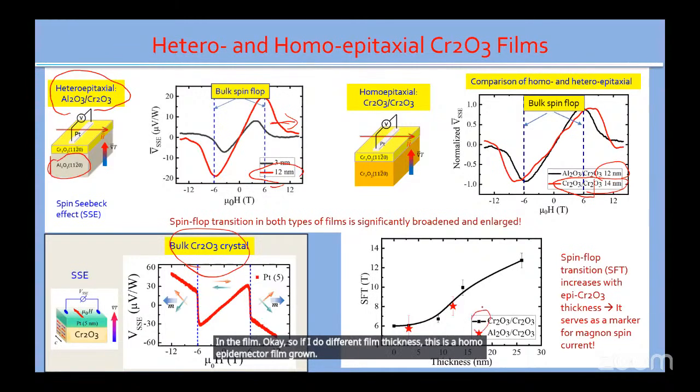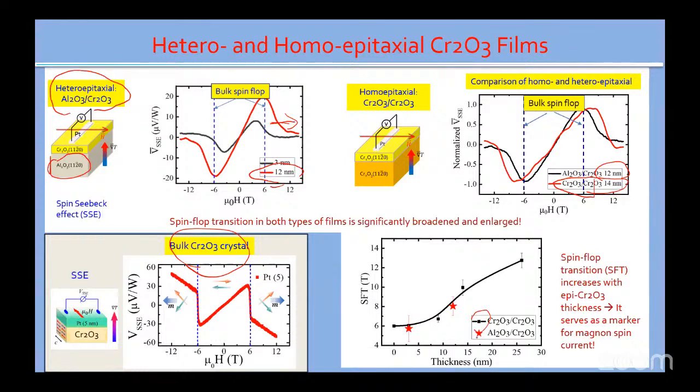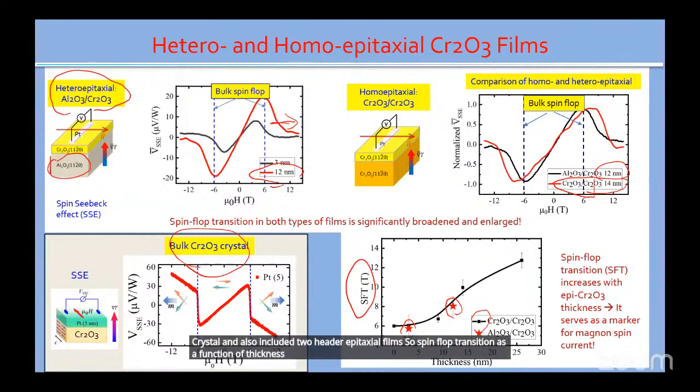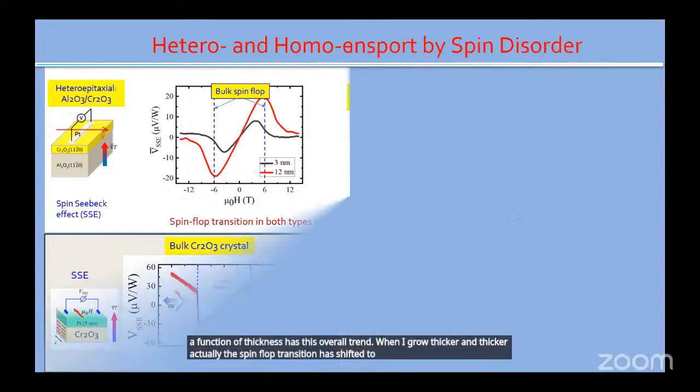The black dots are on chromium oxide crystal, and also included are the heteroepitaxial films. So the spin flop transition as a function of thickness has this overall trend. When I grow thicker and thicker, the spin flop transition is shifted to a larger field.